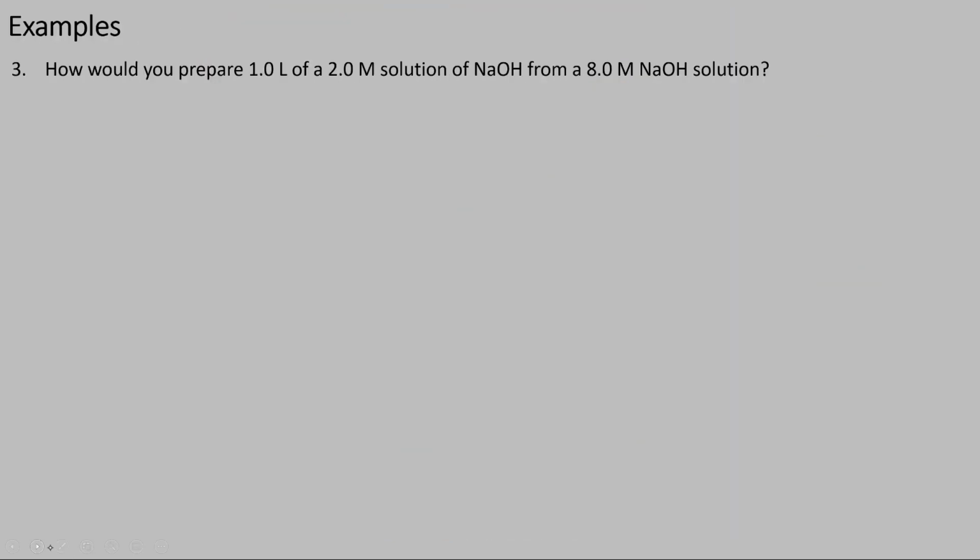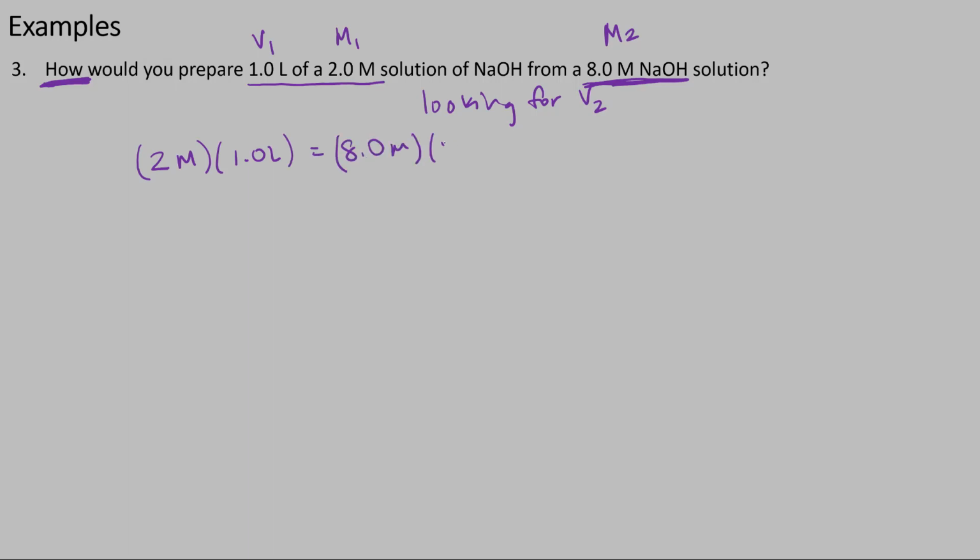How would you prepare 1 liter of a 2 molar solution of NaOH from an 8 molar NaOH solution? This is a how question. So with how questions, you have to answer it with a sentence. So I'm going to call this M2 because we still have to solve it. So this would be M1 and this would be V1. So I'm looking for V2. So it's going to be 2 divided by 8.